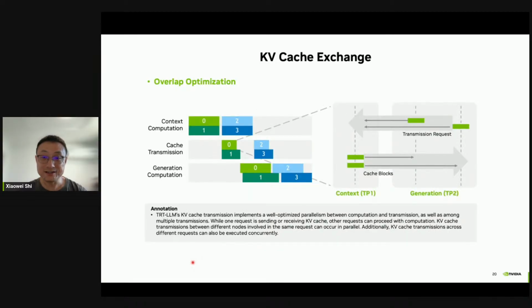The KV cache transmission is designed to run efficiently in parallel with computation and across multiple transmissions. For example, while one request is sending or receiving KV cache, other requests can continue computing without waiting. Even within the same request, KV cache transfers between different nodes can happen simultaneously. Plus, transmissions from different requests can also run concurrently.